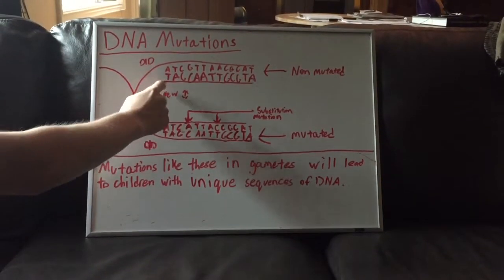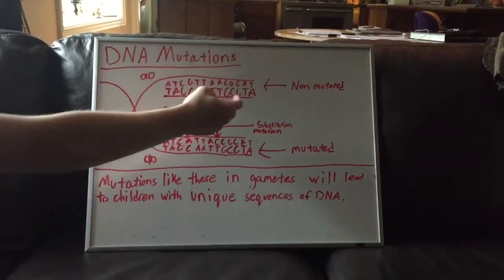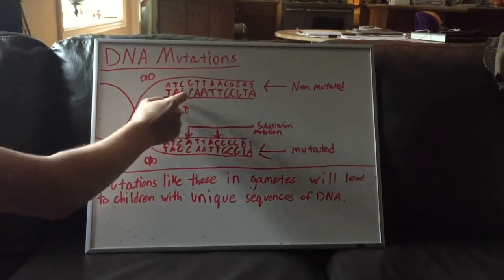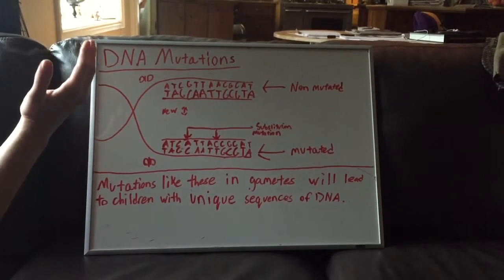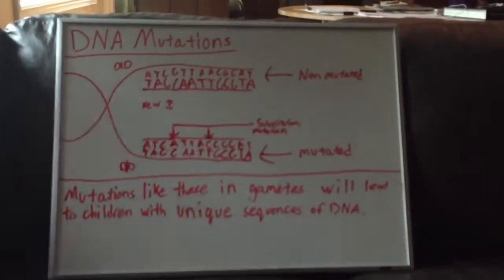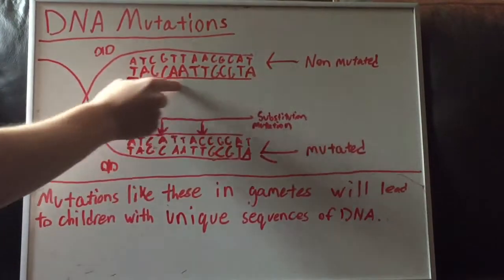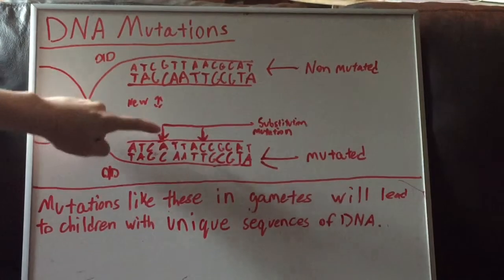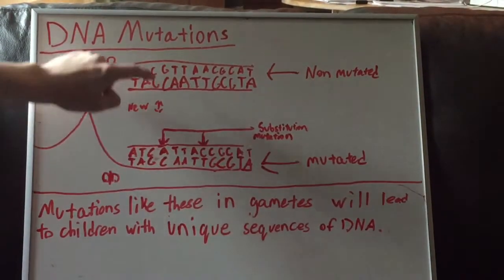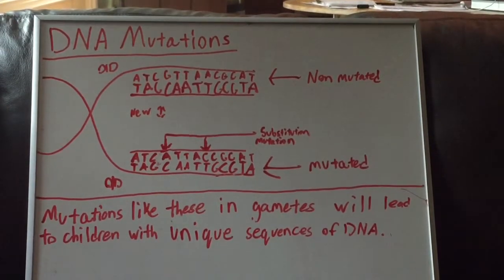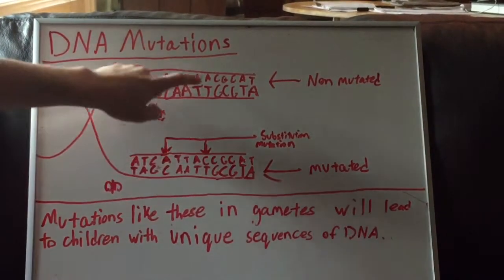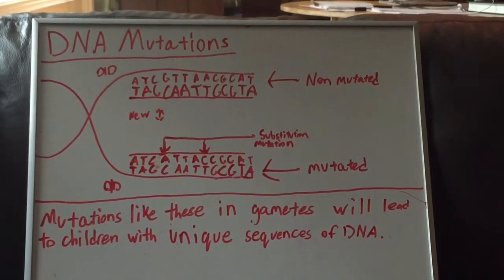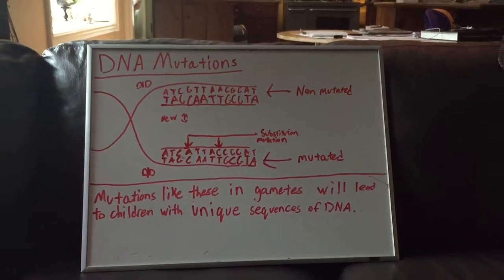When DNA replicates, each one of these letters codes for a different one. Your body replicates the DNA so it would be exactly the same as its parent strand. If you see here, this strand is properly replicated. But down here you can see that adenine is where guanine should be, and cytosine is where adenine should be. This sequence might cause different proteins to be made.